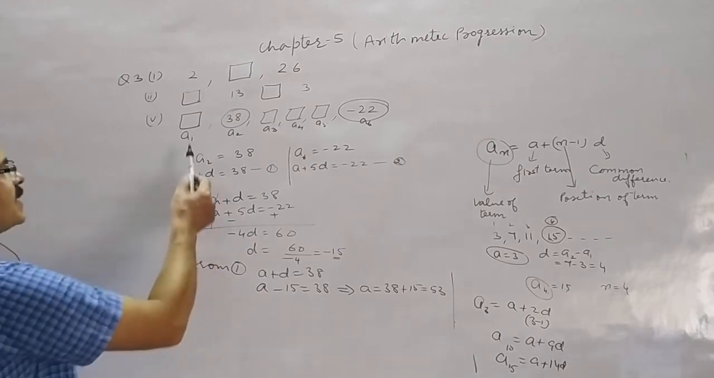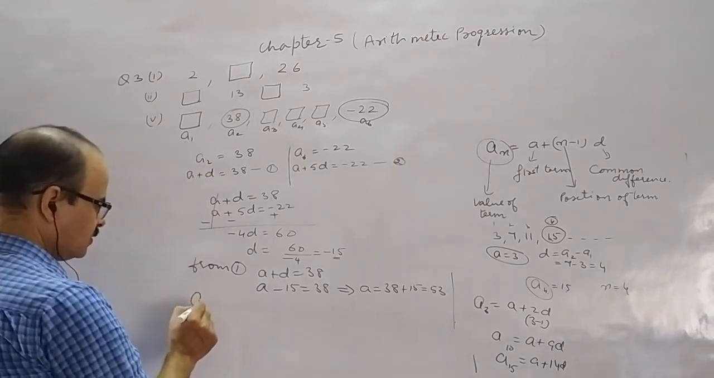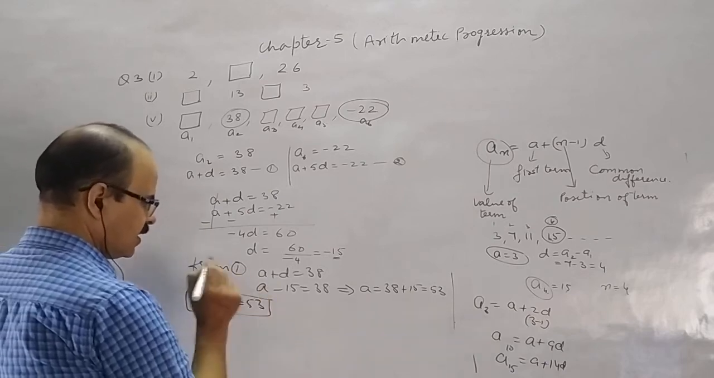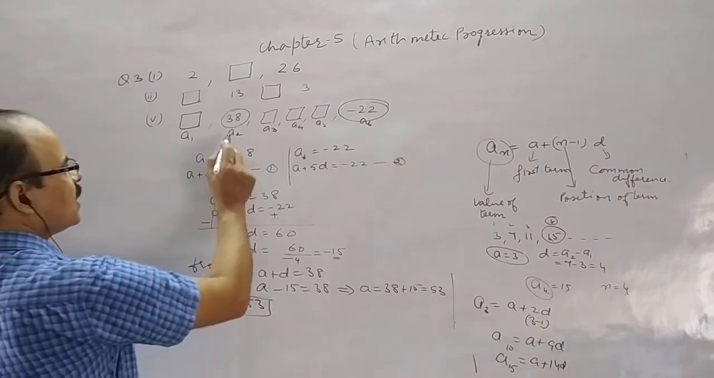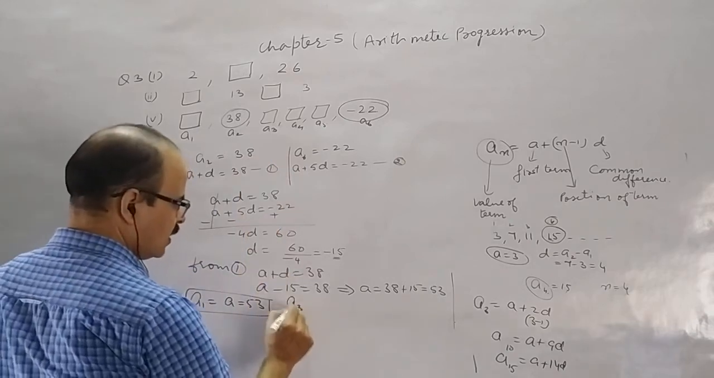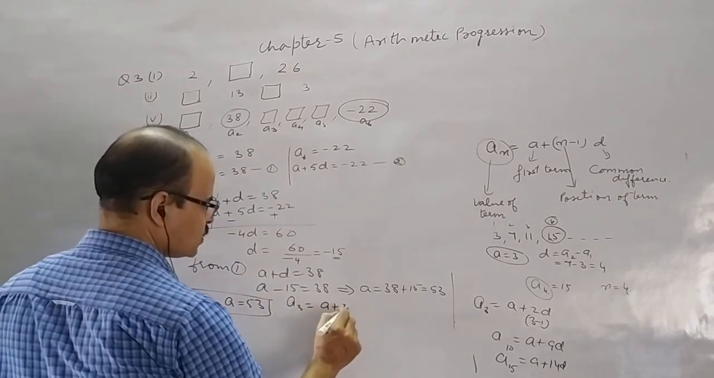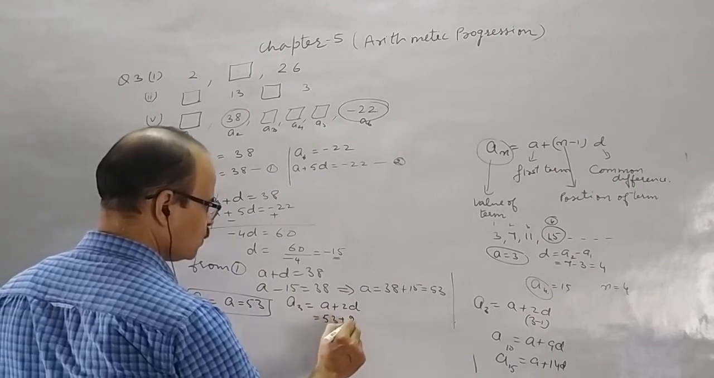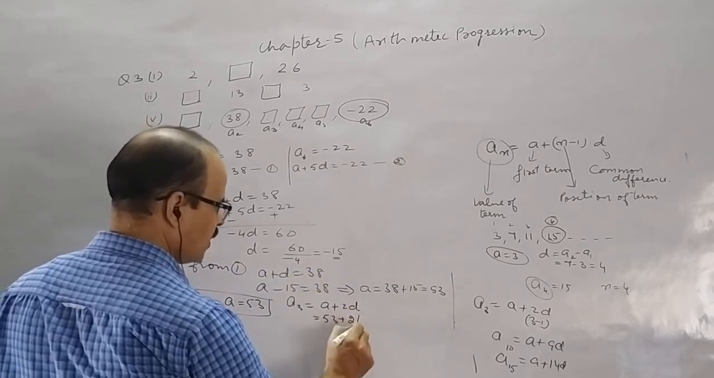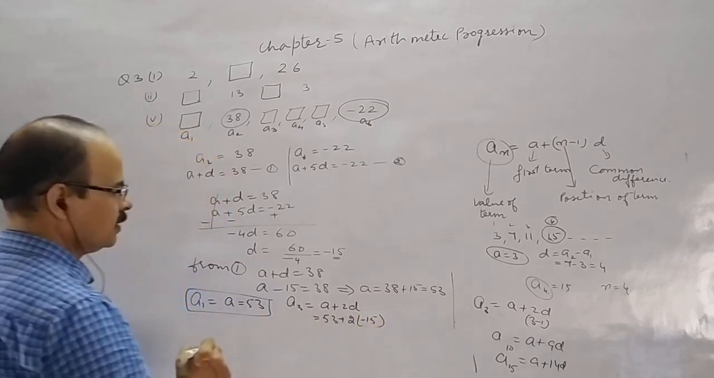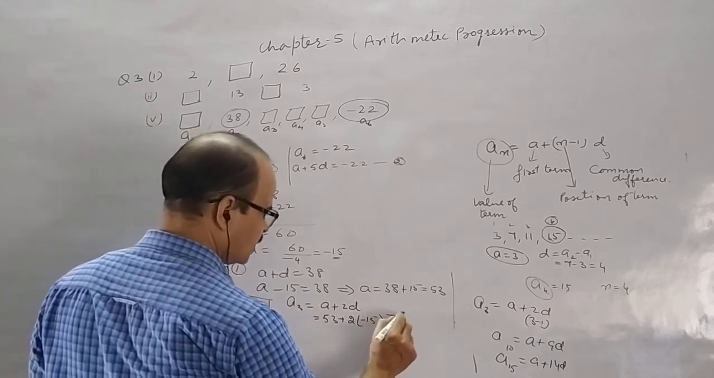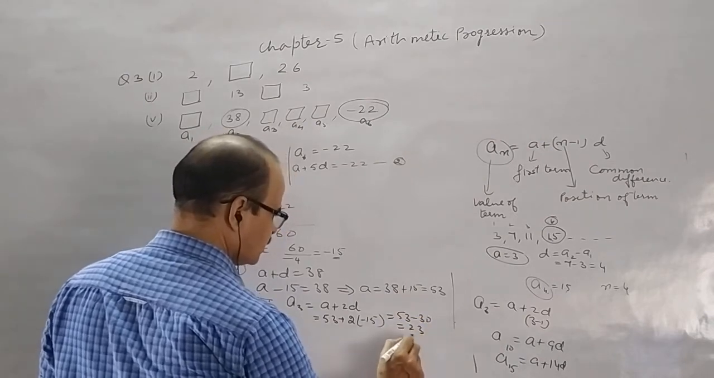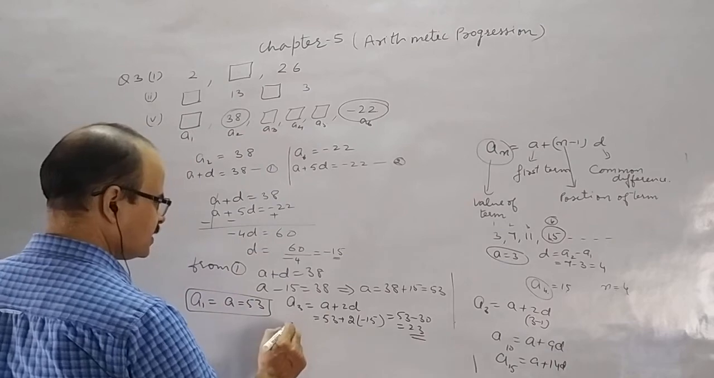Now you will get these terms. a1 is your a, that is 53. First answer is 53. Second one, a3. a3 is your a plus 2d. a is 53 plus 2d, where d is minus 15. So 53 minus 30 will give you 23. So this is the second answer. a3 is 23.